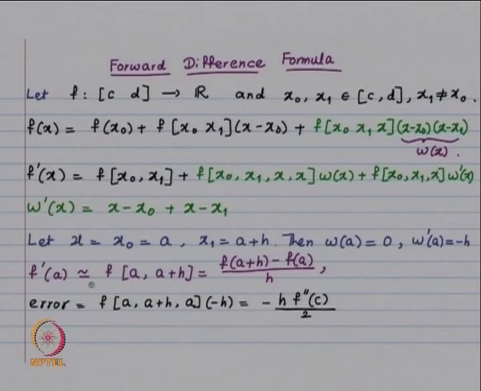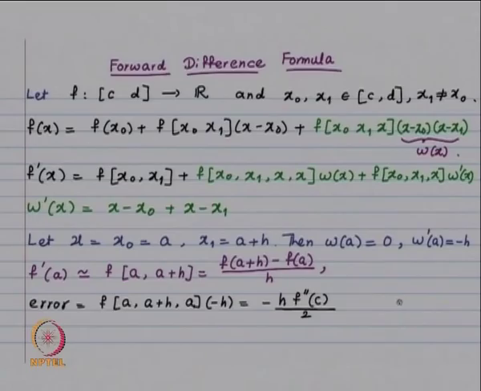Now, f'(a) is approximately equal to the divided difference based on a and a plus h, which is (f(a plus h) minus f(a)) by h, and the error is going to be equal to w at a is 0. So, there will be no contribution from this term. So, it will be only from here. So, it will be f[a, a plus h, a] into minus h. Now, function f, because it is 2 times differentiable, it will be minus h f''(c) divided by 2. So, in fact, this c, it should be something say f''(psi). This c and this c, they are not the same. It is minus h f''(psi) divided by 2. So, this is the discretization error and this is known as the forward difference formula.